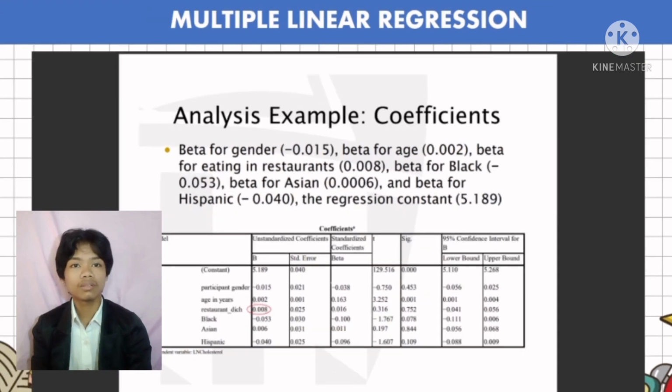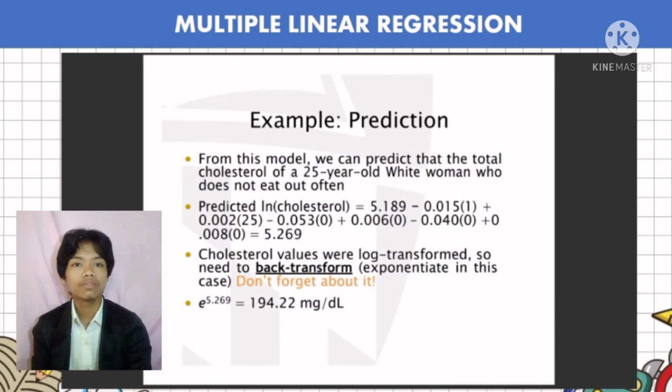And the analysis example coefficients: beta for gender, beta for age, beta for eating in restaurants, beta for black, beta for Asian and beta for Hispanic, and the regression constant 5.189. Using the regression equation, we solve the estimated equation. For the example prediction, from this model, we can predict the total cholesterol of a 25-year-old white woman who does not eat out often. So predicted log cholesterol equals 5.189 plus 0.0015, and we get 5.2629. The cholesterol values were log transformed, so we need to back transform, and don't forget about it.